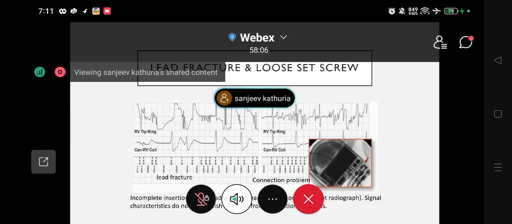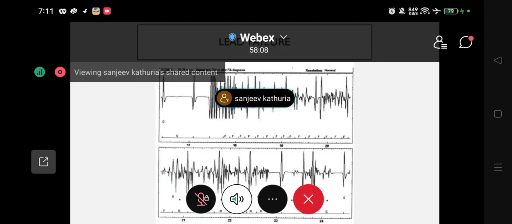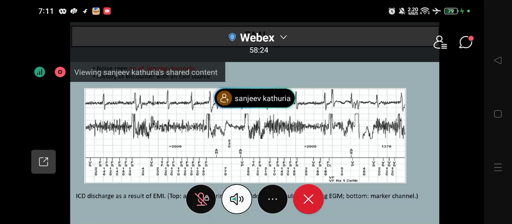Let me take another example. Now this is complete lead failure. Can you all see what is happening? The lead in between has broken. Because the lead has broken, the firing of the lead itself is manifesting, whether it's far field or near field. It is a lead field. Now this was all about mechanical problems. Loose set screw. There is in fact a case published of an air bubble left in the connection screw and fracture of the lead. Now these are all mechanical.